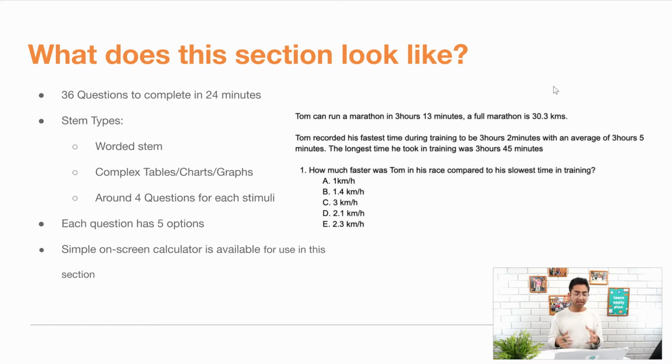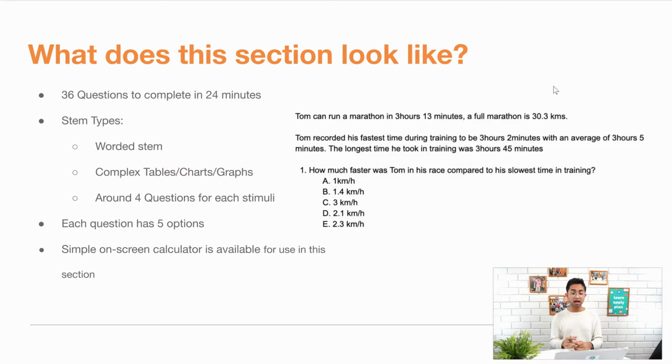The stem type, stem being how the information is presented to you, could either be just a worded stem, like a small paragraph or a couple of paragraphs. It could be complex looking big tables, graphs, or charts to throw you off. For every given stimulus, there are about 4 questions, and each question has 5 answer options.